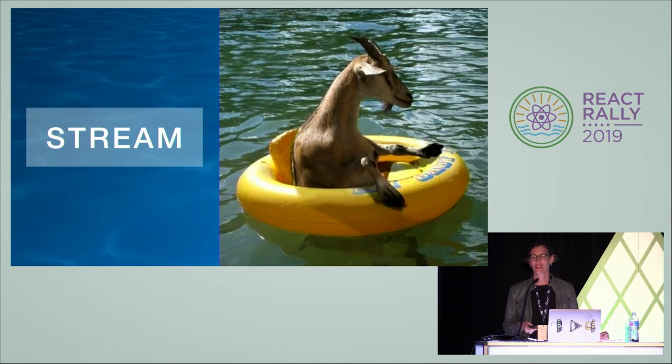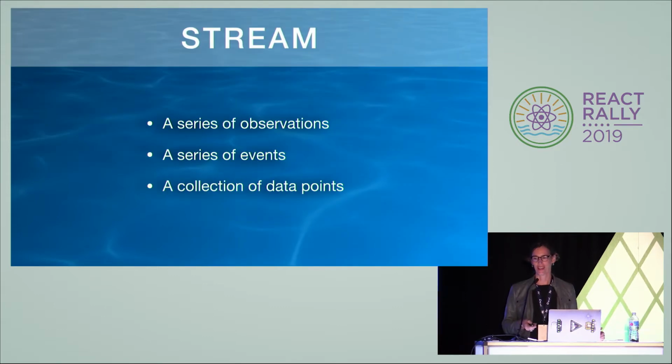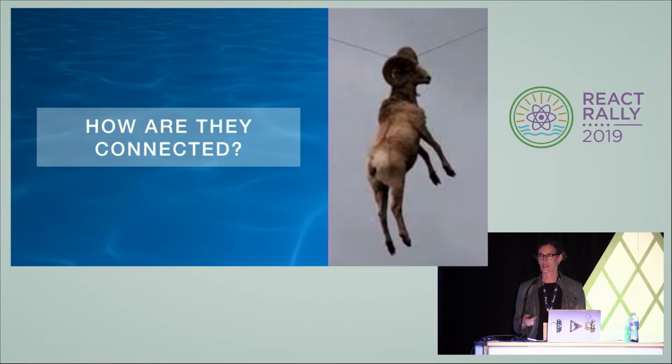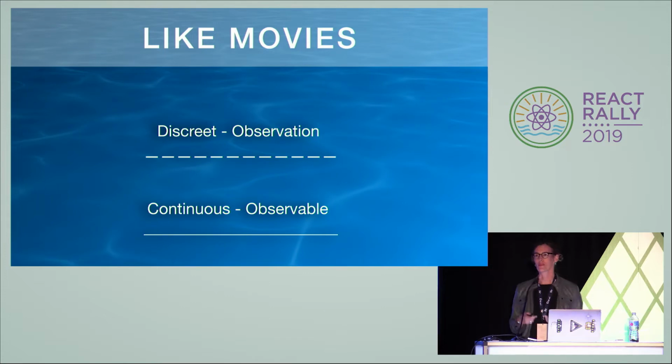So what does that have to do with streams? I don't know who did this to their goat, but I just love this photo. A stream can be a lot of things. It could be a series of observations. It could be a series of events, a collection of data points. And you're probably wondering now, how are those two things connected? I don't know how this goat did that either. If you think about movies, a movie is a series of events that happens over time. It's continuous. Whereas a snapshot is just one point in time.